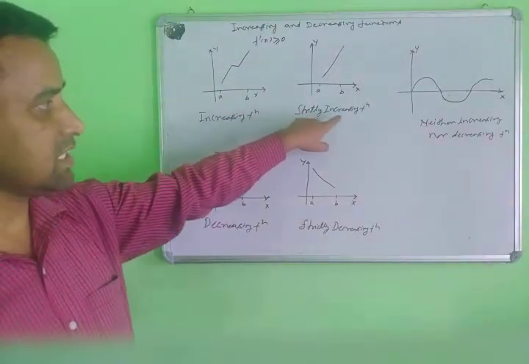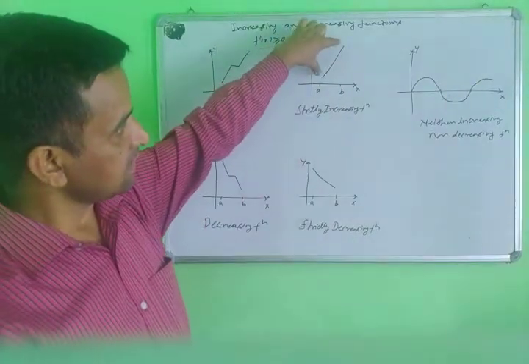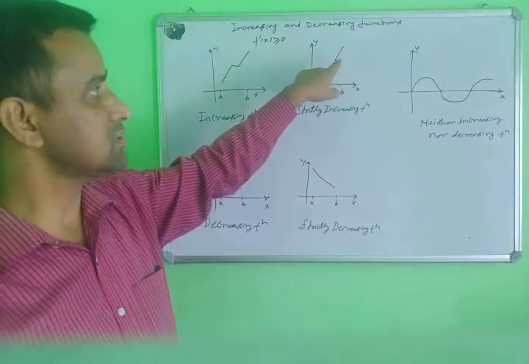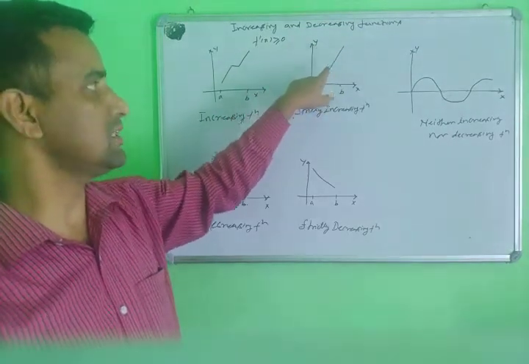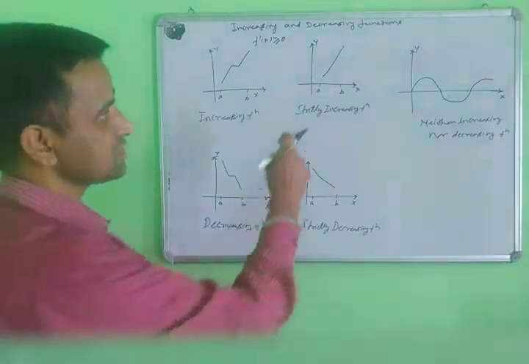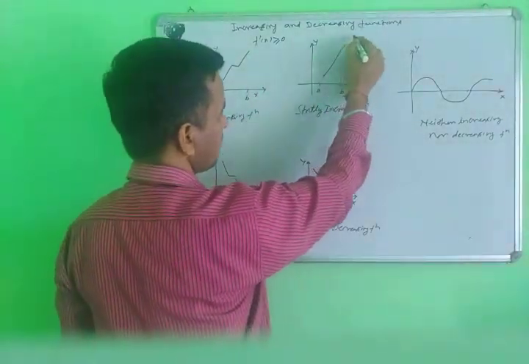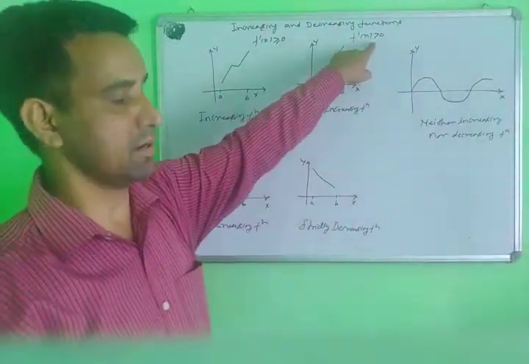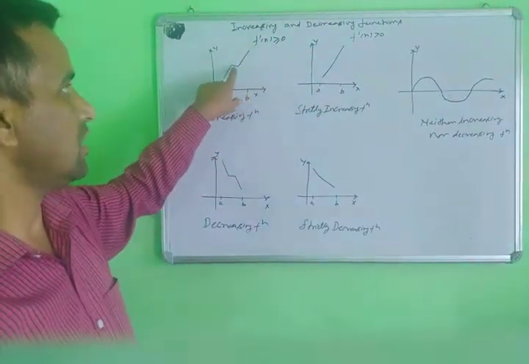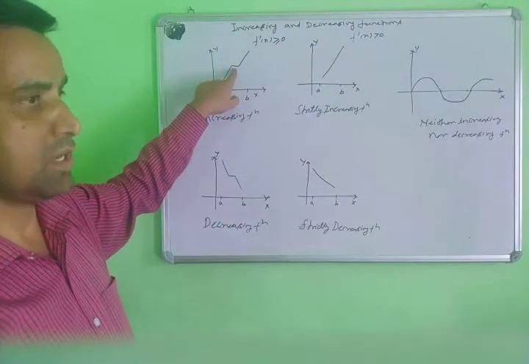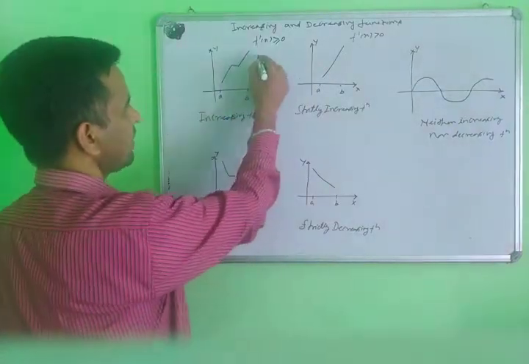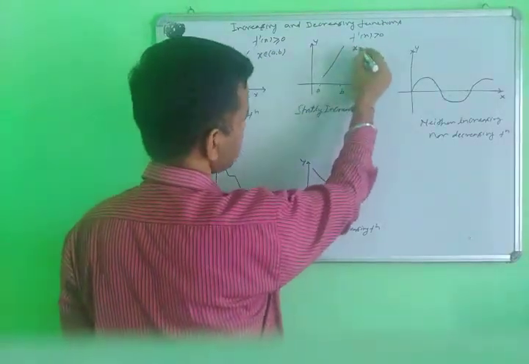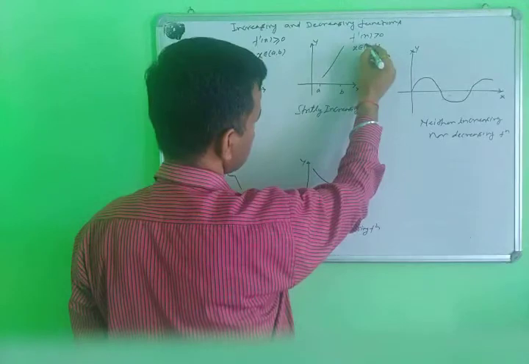Now comes a strictly increasing function. This function is continuously increasing. There is no place where the slope of the tangent is 0. This function is continuously increasing. Then you can write f dash x greater than 0, not including the equal sign. In the previous one we used the equal sign because one interval had slope 0. And x belongs to the open interval a b. Similarly here x belongs to the open interval a b. Don't use the closed interval.